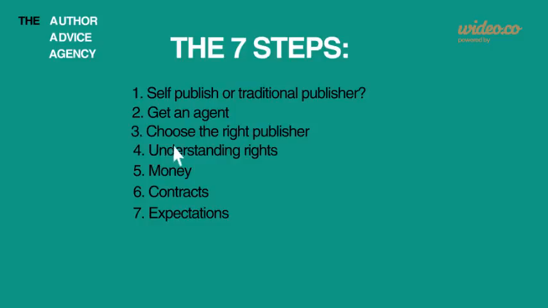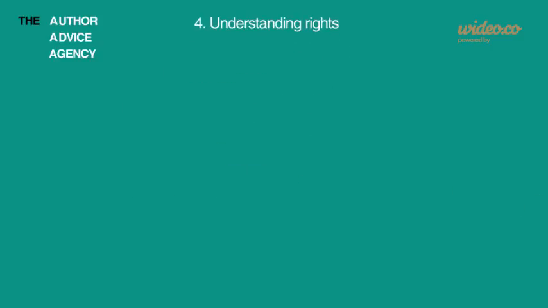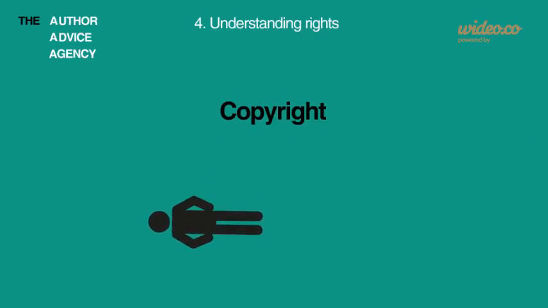Step 4. Understanding rights. As the author of a work, you own the copyright in your work. This is true of all types of rights that will be explained. Copyright, the right to exploit the intellectual property of a piece of work. The standard length of copyright in the UK is the lifetime of the author plus 70 years.